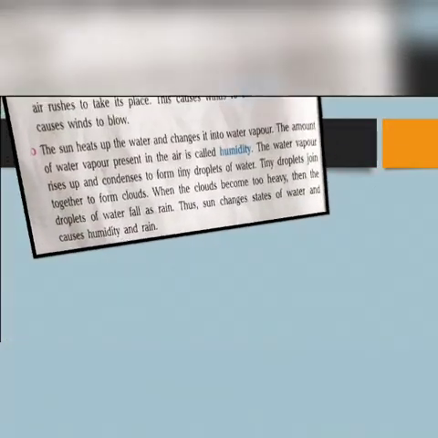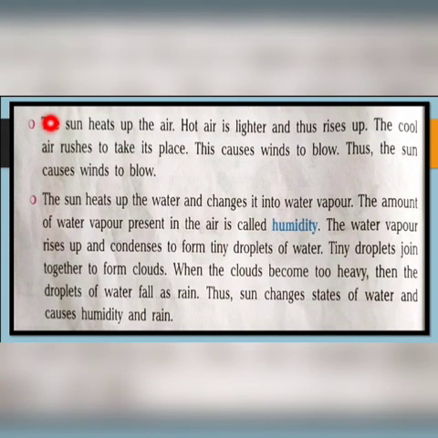Next, moving to the next part. The sun heats up the air, as we all know. Hot air is lighter and it rises up. The cool air rushes to take its place. This causes winds to blow. Thus, sun causes winds to blow, right?